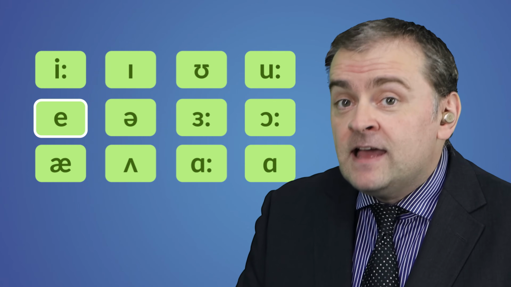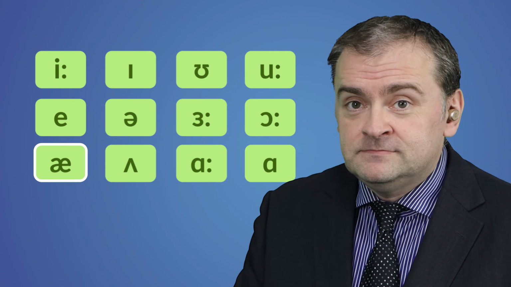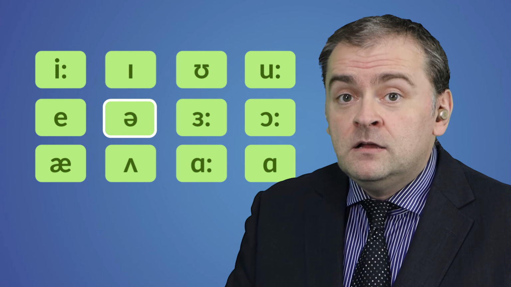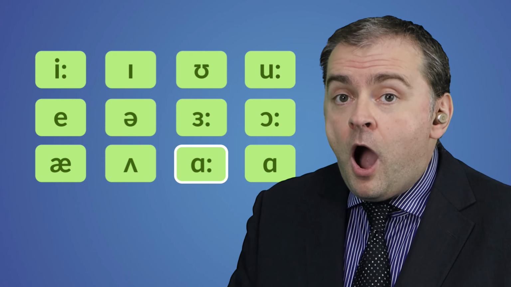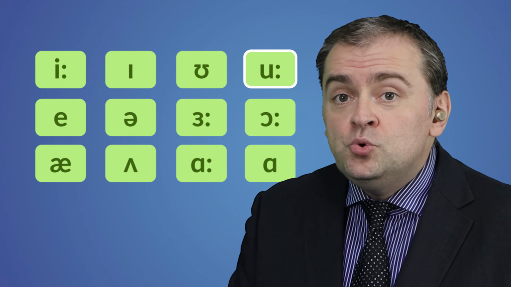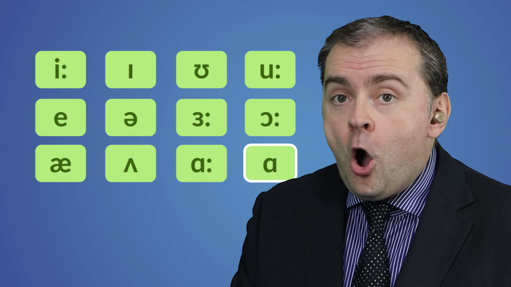So, to practice, let's read through all the sounds together. I'll go down the columns first, then along the rows. After that, I'm going to show you something else that's going to blow your mind. E, E, A. I, A. U, A. Oo, O, O.